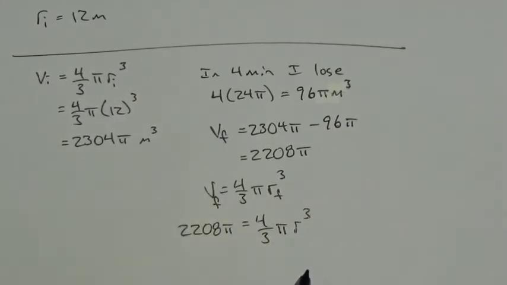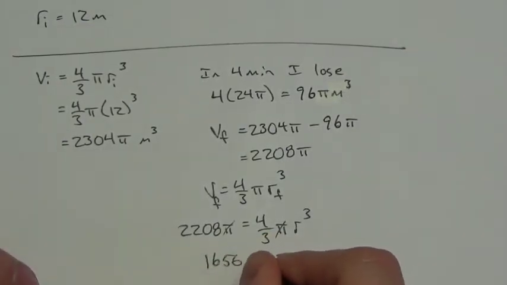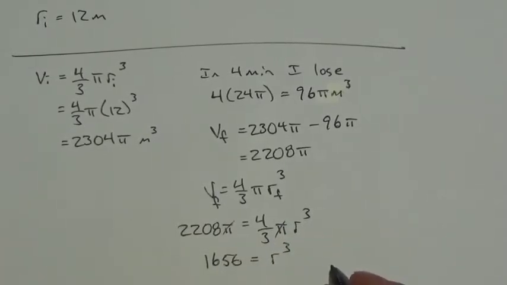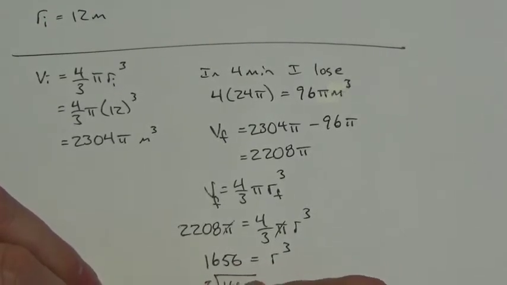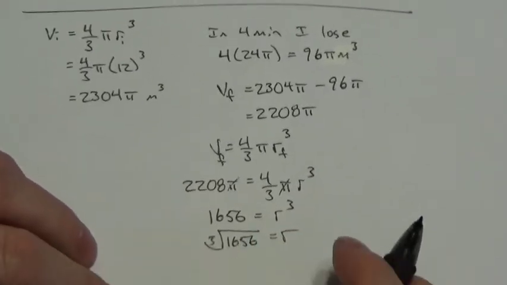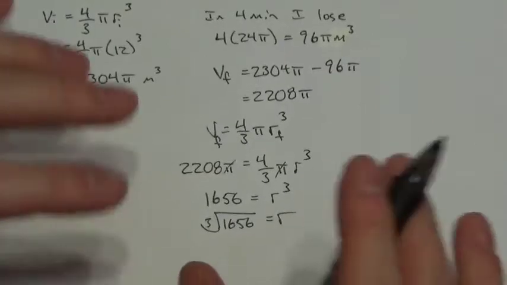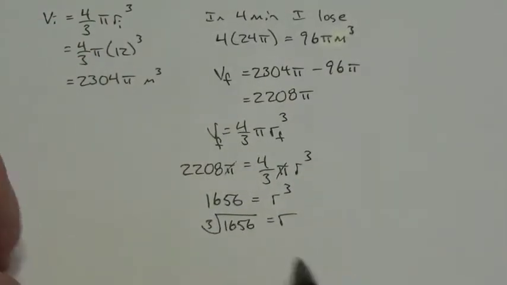So I'm going to take that 2,208. By the way, the π's will cancel. So I'm going to multiply that by 3, divide by 4. I'm going to get 1656 is equal to r cubed. I would be a little shocked if that worked out nicely, and it doesn't. So what I'm going to do here is take the cube root of 1656. Let that equal r. Whoops, that could be positive or, sorry, my mistake. It's a cube root, not a square root. So that would be positive, cube root of 1656.